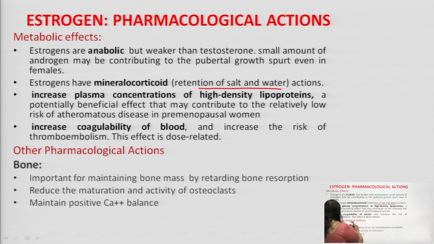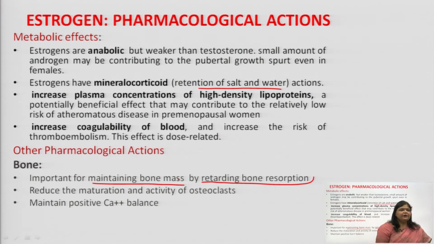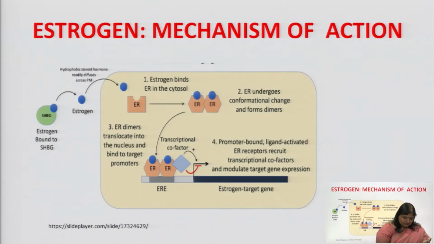Now, estrogens are important for maintaining the bone mass. How do they maintain the bone mass? That is by retarding bone resorption. They retard the bone resorption, and thus they maintain the bone mass. They also reduce the maturation and activity of osteoclasts, and thus they maintain a positive calcium balance. So that is how the bone mass is maintained by their action on the bones.